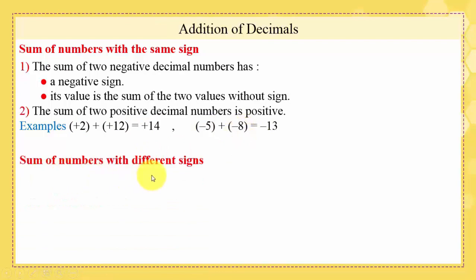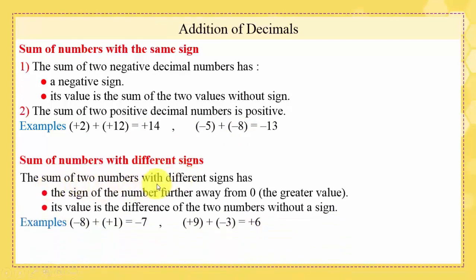Sum of numbers with different signs. The sum of two numbers with different signs has the sign of the number further away from 0, the greater value. Its value is the difference between the two numbers without a sign. Example, look here my students, minus 8 plus 1, different signs. Minus 8 is further than 0, then we put its sign minus and we subtract. 8 minus 1 equals 7.